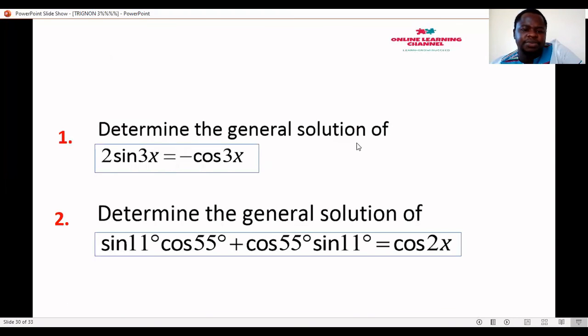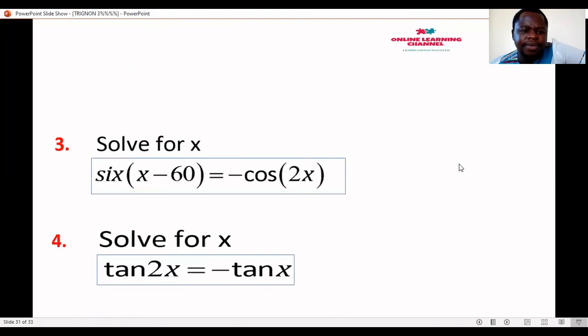So this is simple. So your home task, the same: determine the general solution of 2 sin 3x is equal to negative cos 3x, and then determine the general solution of sin 11 cos 55 plus cos 55 sin 11. This is also simple. We did examples like this. So if you've got any question, you can put on the comments. And then you've got also number 3, solve for x, and this is sin of x minus 60 is equal to minus cos 2x, and then solve for x again, or find the general solution: tan of 2x equal to negative tan x.